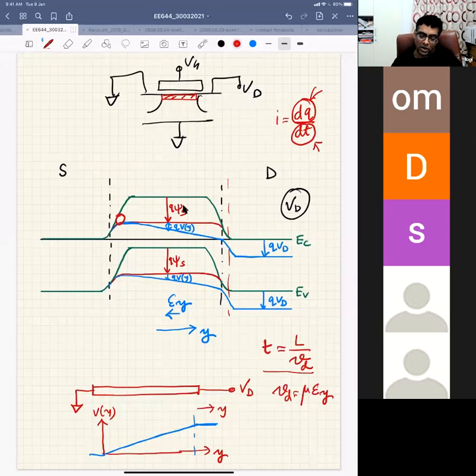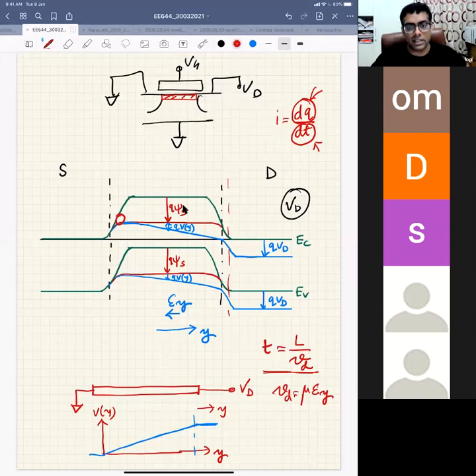So if you want to reduce transit time, you have to increase the drift velocity. That could be done by changing the drain voltage. But drift velocity cannot be increased indefinitely. If you go on increasing VD, your drift velocity will saturate at some point. You cannot just, by changing the VD, go on increasing your drift velocity.